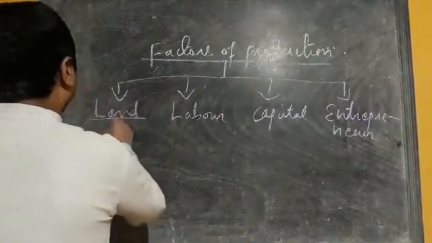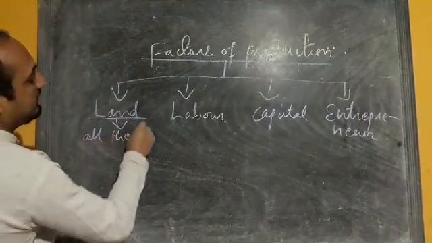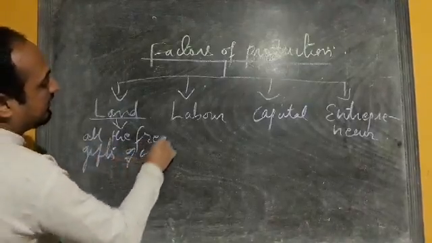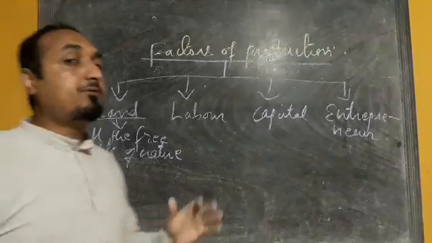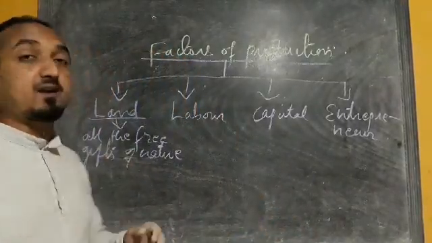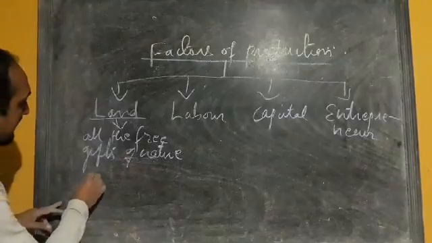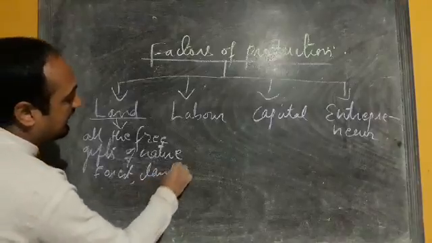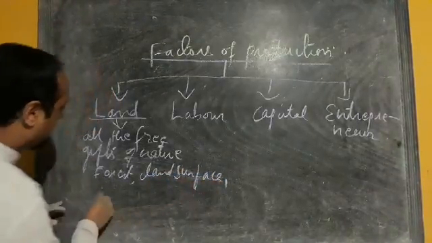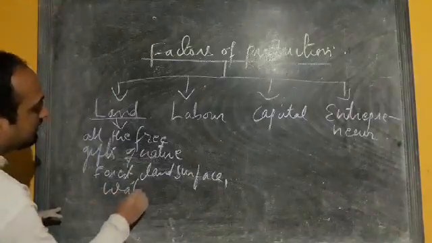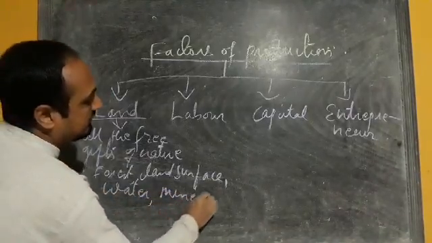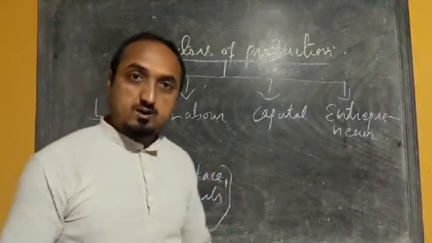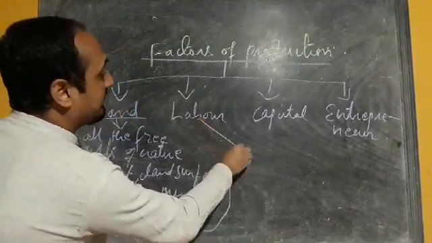Land means here all the free gifts of nature. All the free gifts of nature are called land in economics, and those free gifts of nature are forest, land surface, water, minerals, etc. So these all are part of land. Okay, now next we have labor.